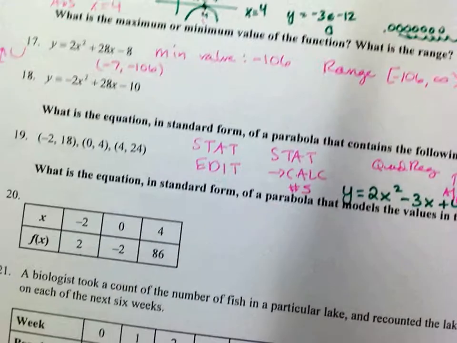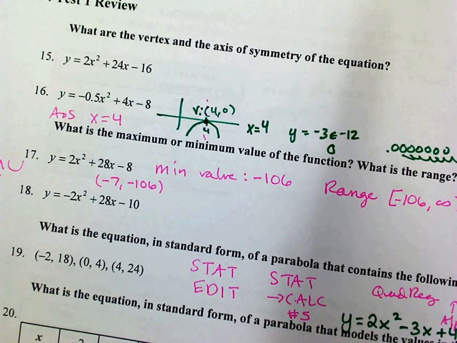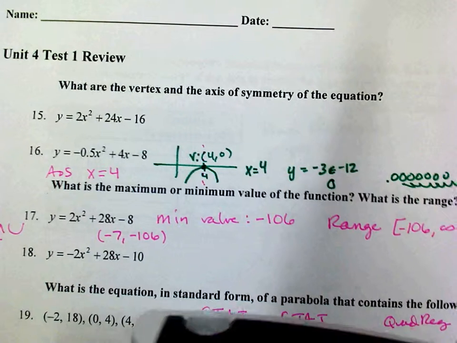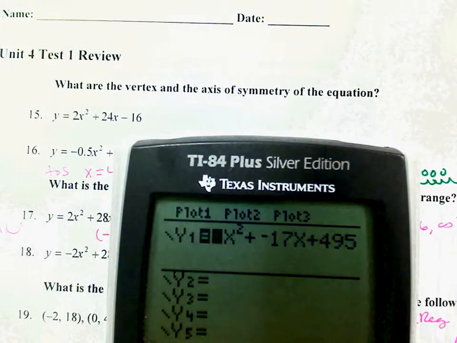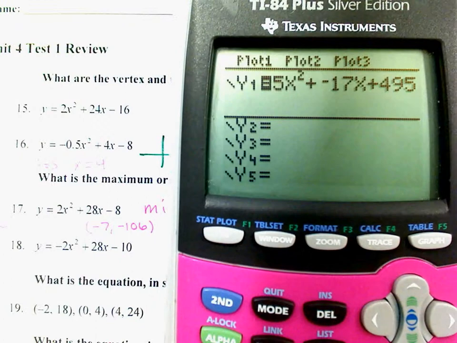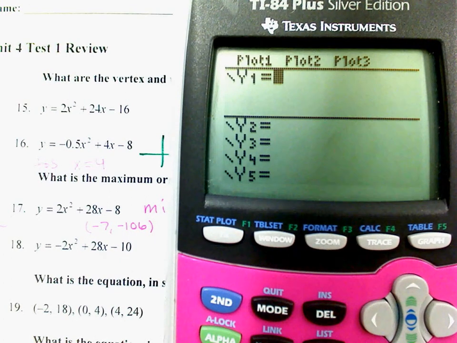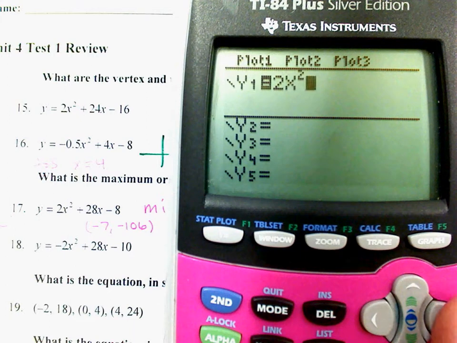Let's go ahead and look at number 15. Do you have a calculator? I hope you have a calculator. No? Right? What are the vertex and axis of symmetry? So if I give you a function in standard form and I say what are the vertex and axis of symmetry, then let's go to y equals and type it in. 2x squared plus 24x minus 16.